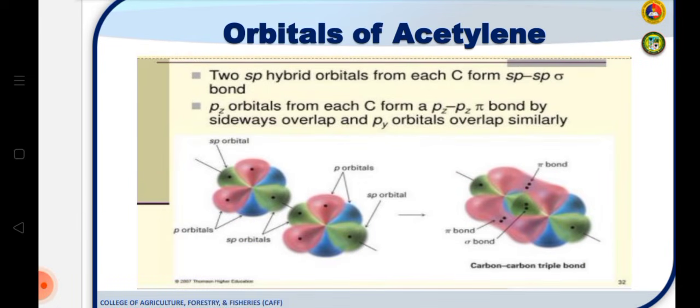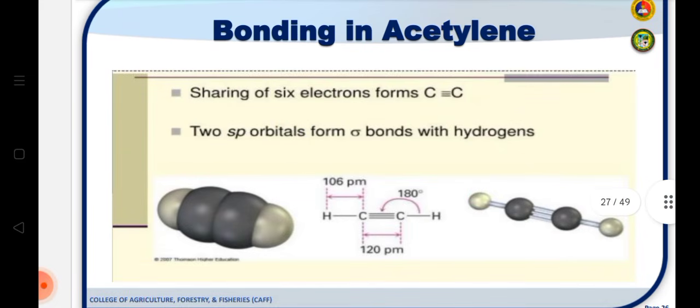We have orbitals of acetylene. We have 2 sp hybrid orbitals from each carbon forming an sp-sp sigma bond. So we have pz orbitals from each carbon forming a pz-pz pi bond by sideways overlap, and py orbitals overlap similarly. Alright, so as we can see, the geometry of acetylene is linear, and yes, the ideal bond angle is 180 degrees for this type of orbital. Then we have the bonding of acetylene. Since the bonding of acetylene involves sharing of 6 electrons, it will form a carbon-carbon triple bond.